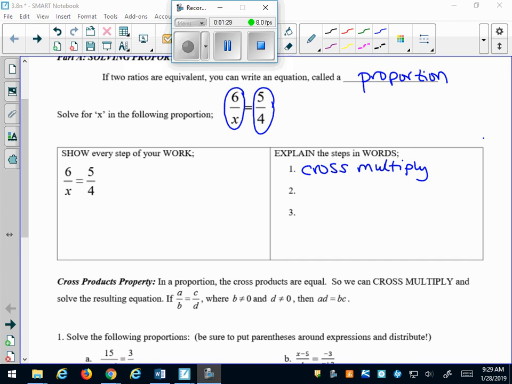Okay, so when we cross multiply, we're going to do 6 times 4 and get 24. And 5 times x and get 5x. Now, the second step, what did you write as your second step? After cross multiply, then what? Okay, but this is actually a step right here. When you cross multiply, what do you do with those numbers? What did we do with the 24 and the 5x? Yeah, you have to set them equal to each other. That's actually a really, really important step that sometimes people forget.